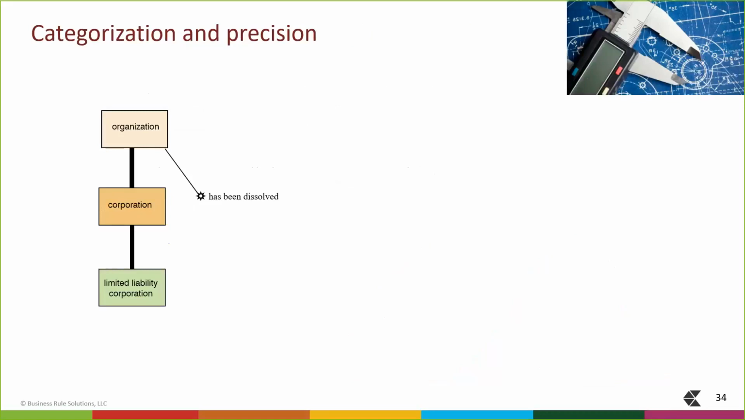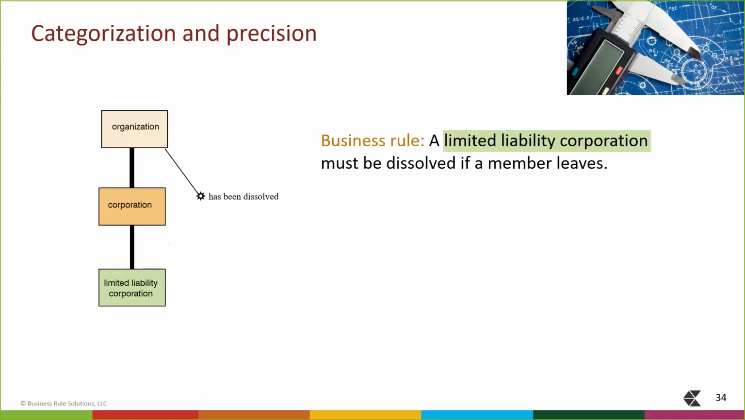Categorizations give you exactly the right nouns you need to express business thoughts precisely. And here's a simple example. We have organization, and a category of organizations is corporation, a more narrow category. And then a special category of corporation is limited liability corporation, a special kind of variation. And what that allows you to do, by having this assortment of nouns, is to make statements correctly. So here's, for example, a business rule, which is in fact the law in most states. A limited liability corporation must be dissolved if a member leaves.